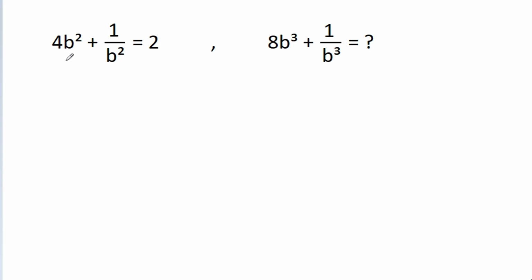In this video, we have given that 4b² + 1/b² = 2, and we have to find the value of 8b³ + 1/b³. So 4b² is (2b)², plus 1/b² is (1/b)², that is equal to 2.